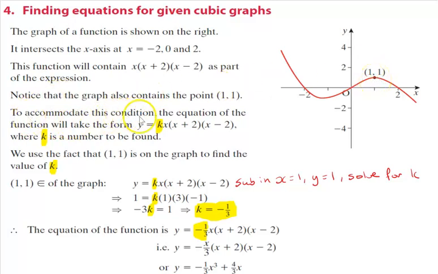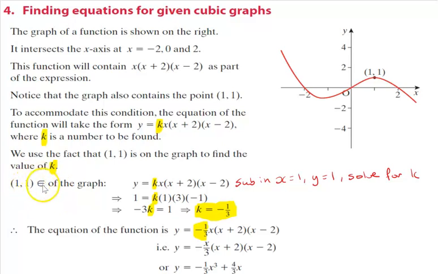To accommodate this condition, the equation of the function will take the form y is equal to k times x times (x plus 2) times (x minus 2), where k is a number to be found, so k is unknown. We use the fact that (1, 1) is on the graph to find the value of k. Now (1, 1) is just a point on this graph. It could be any point, it won't always be (1, 1).